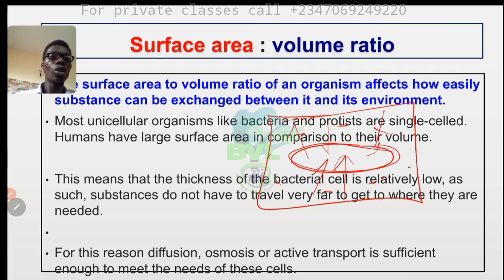For this reason, diffusion, osmosis and transport are sufficient to meet the needs of these cells because their size is very small, so their thickness is not much, and things can just go in and out easily. But for us, multicellular organisms, the same is not the case. You can't insert just this hand into a fluid containing nutrients and expect to absorb it. It won't work because the thickness of the skin is far more, so it can't absorb it. Diffusion cannot work, osmosis cannot work, because even though we have pores, it won't be absorbed. We are very, very thick as an organism.